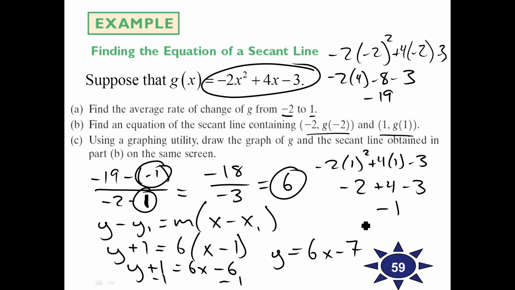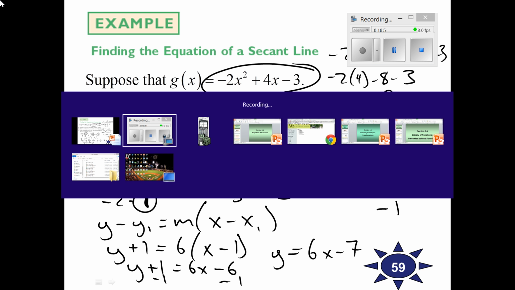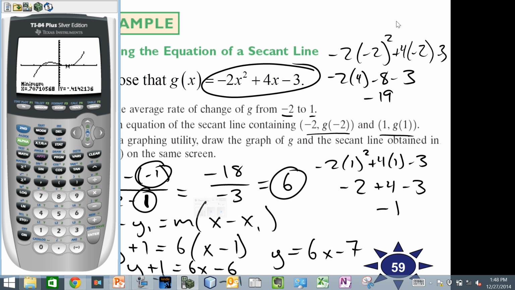And let's use the graphing utility, draw the graph of g and the secant line obtained in part B on the same screen. Okay, so here we go. Let's go back to our graphing calculator. There we are. Y equals, let's clear that out and plug both things in here. So negative 2 x cubed plus 4x minus 3, and then we'll go ahead and also graph 6x minus 7, and we'll graph it.